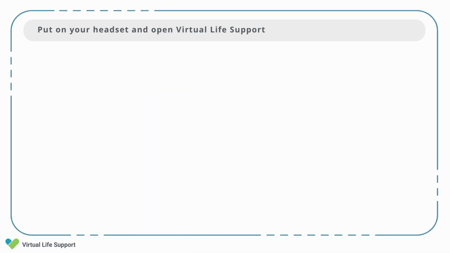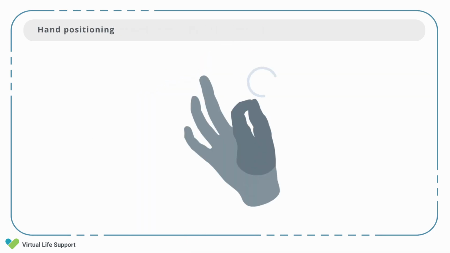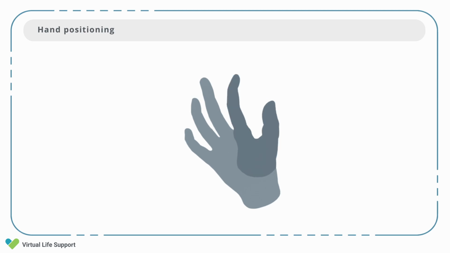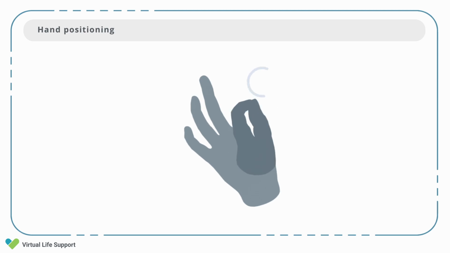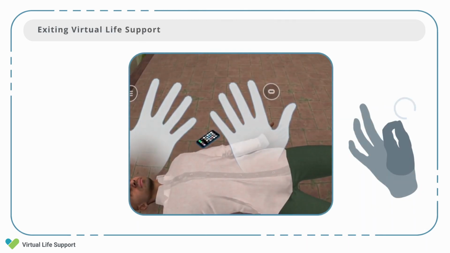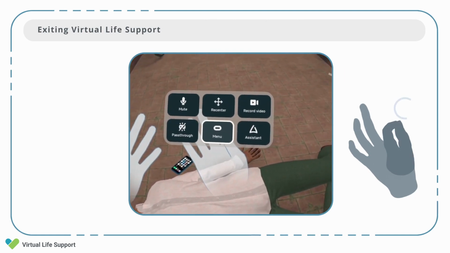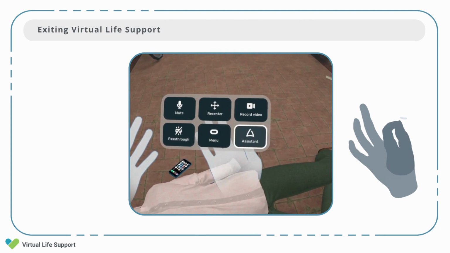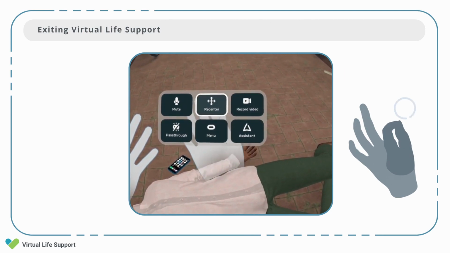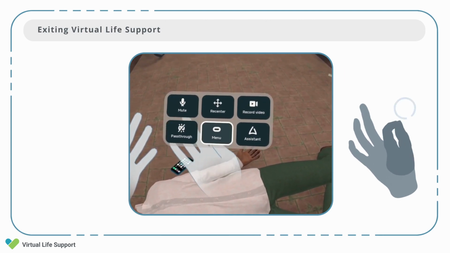Start Virtual Life Support. While using Virtual Life Support, you can access the menu by turning around your hand towards you. The palm of your hand should be facing you. Next, press together your index finger and thumb. Hold this position until you see a small menu popping up. This might take a few tries, so try opening and closing your index finger and thumb until you have found a position that works for you.